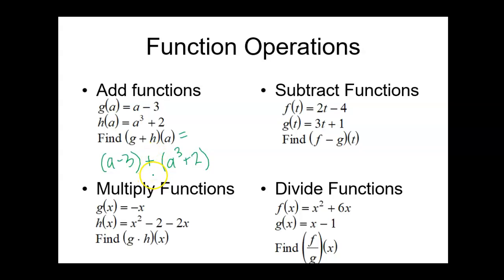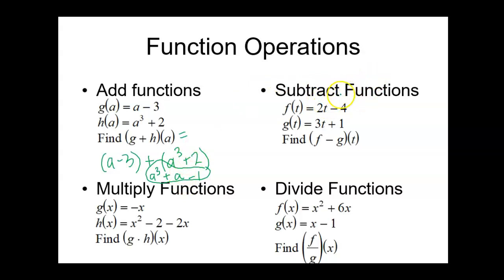So this is just like adding polynomials, right? So I just want to find like terms and combine them. So a to the third has no like term, so I would just write it as a to the third. I'm starting with a to the third because it has the highest exponent and I want my answer in standard form. So the second highest one is a, and there's no like terms with a, so I would just write plus a. And then I have negative 3 plus 2. Negative 3 plus 2 is negative 1. So a to the third plus a minus 1 would be functions g and h added together.